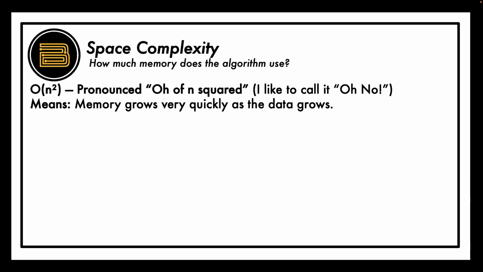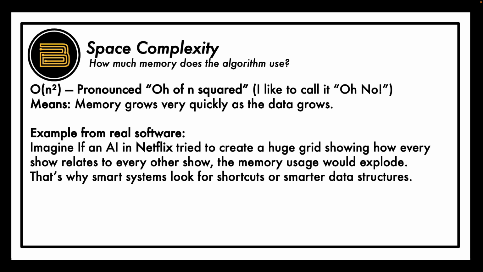And lastly, we're going to cover O of n squared, which in the context of space complexity means memory grows very quickly as the data grows. Now imagine if an AI in Netflix tried to create a huge grid showing how every show relates to every other show. The memory usage would explode. That's why smart systems look for shortcuts or smarter data structures.